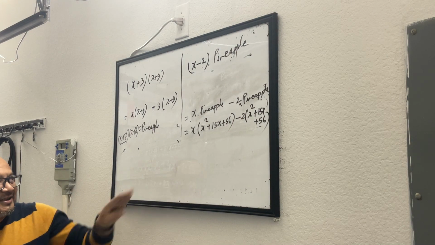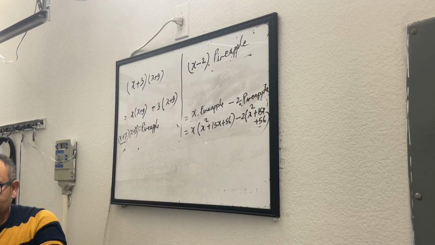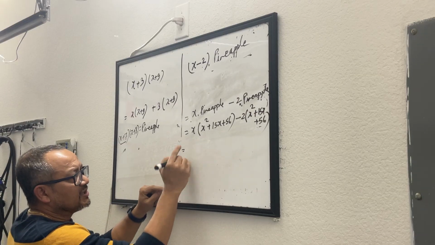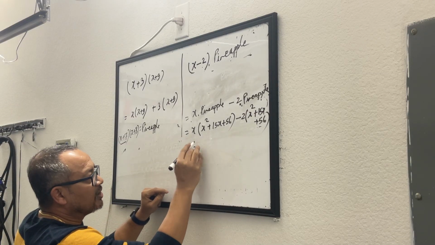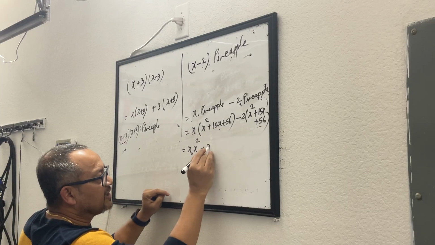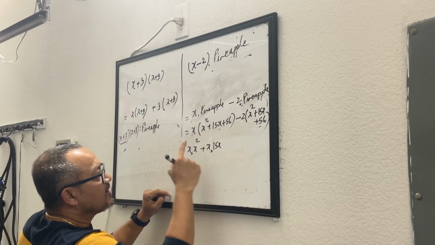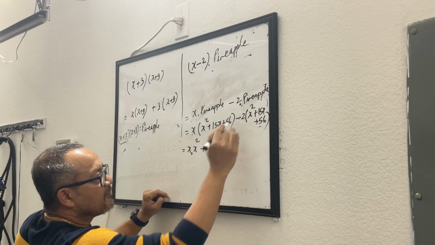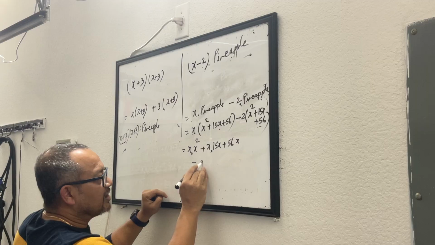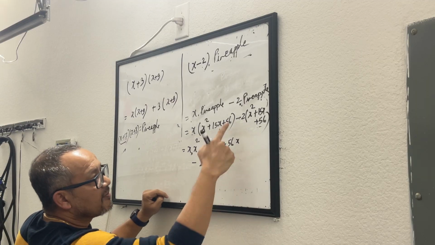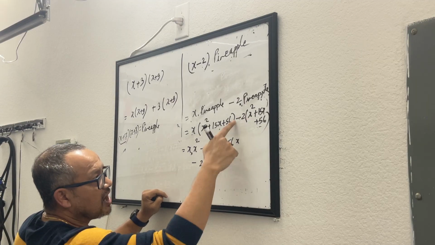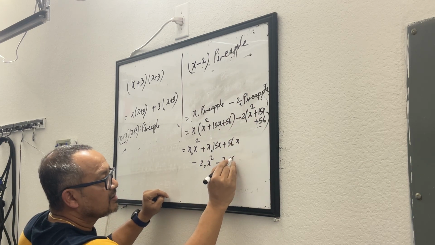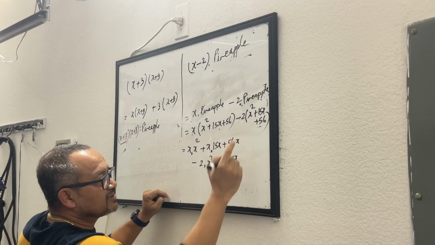So we'll match the answers also, right? Now breaking this bracket open is very easy. x into x squared, plus x into 15x, plus x into 56, minus 2 into x squared. Minus into plus will give me a minus again. Opposite signs will always give you minus. Minus 2 into 15x, minus 2 into 56.